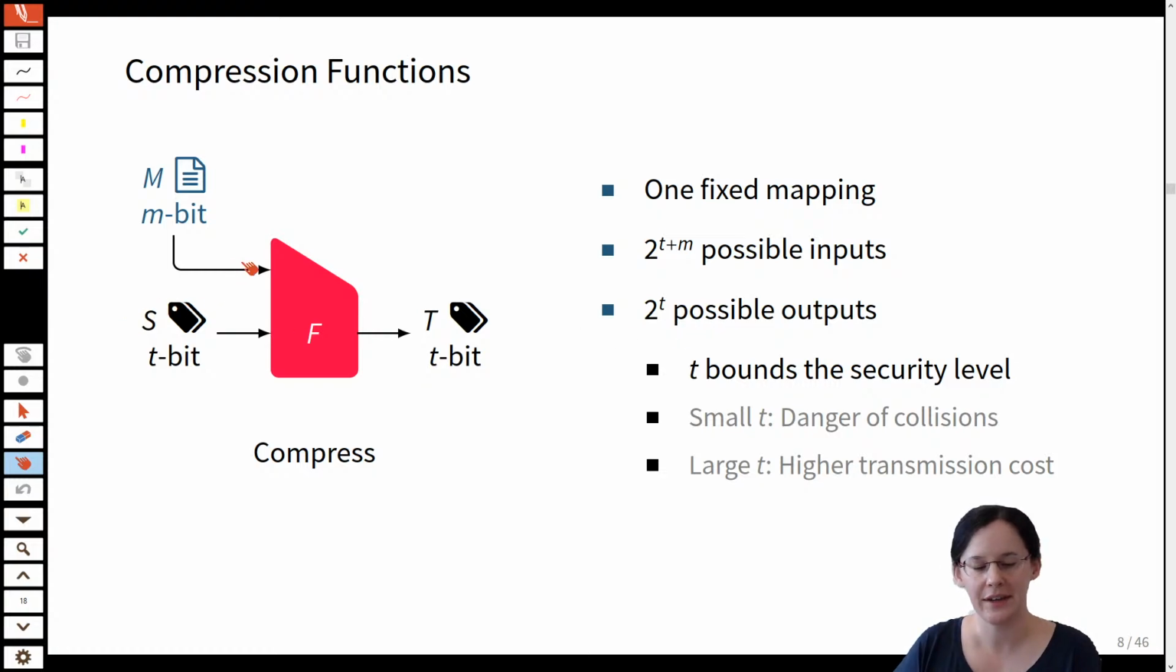So in the previous case, for the block cipher, we usually had the case that in an application, the key usually stays the same and only the data changes. But for compression functions, usually all of this changes all the time.